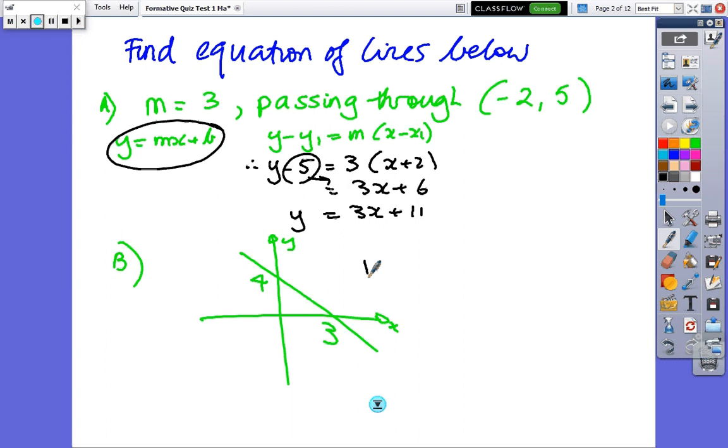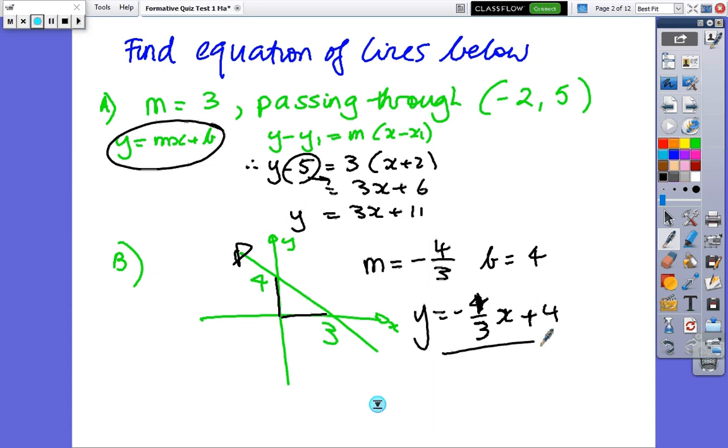Okay, the next one, the gradient is heading towards the left, so it's a negative gradient. The rise is 4, and the run is 3, so the gradient is minus 4/3. The b value is 4, so the answer is minus 4/3 x plus 4. Don't forget, these numbers are positive, but you're not using those numbers. It's heading to the left, so it's negative. Okay, come across when you're ready.